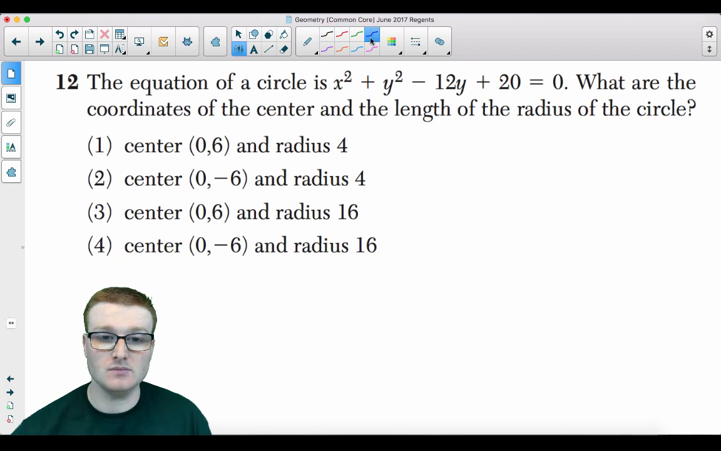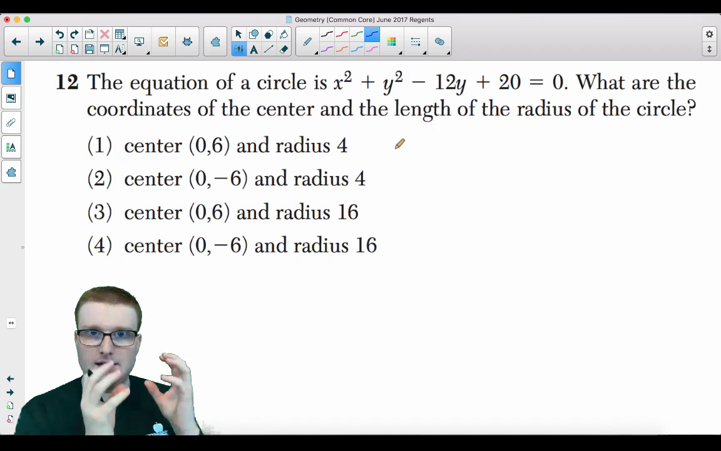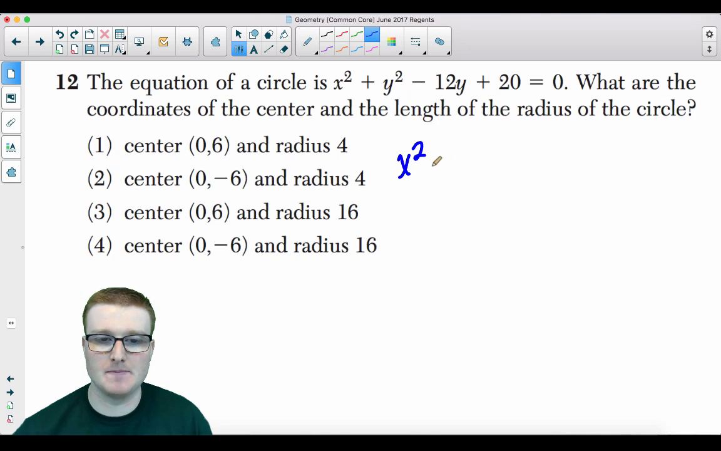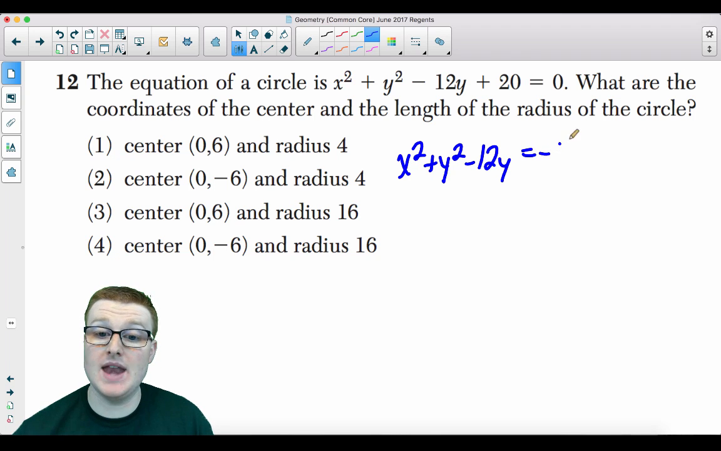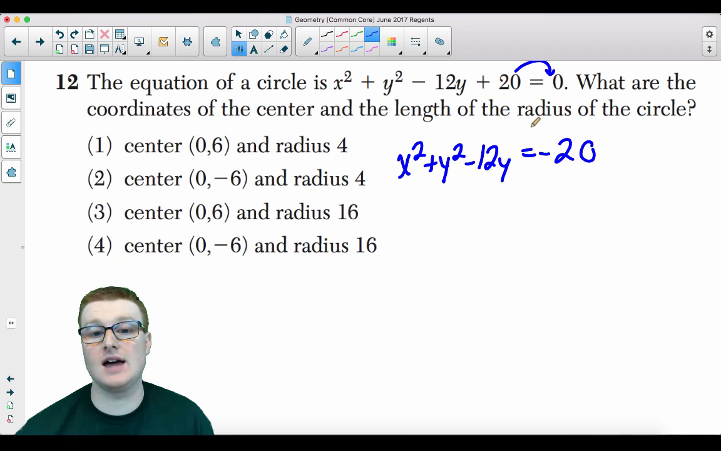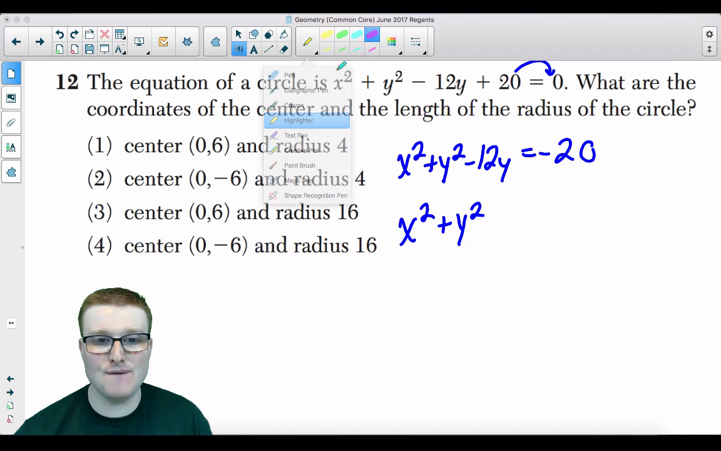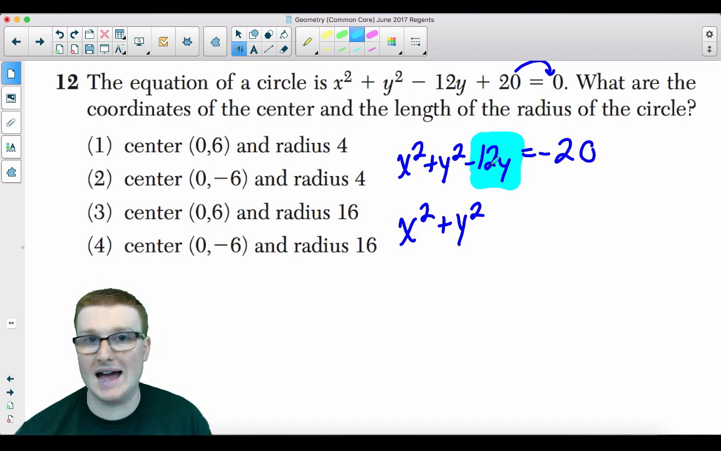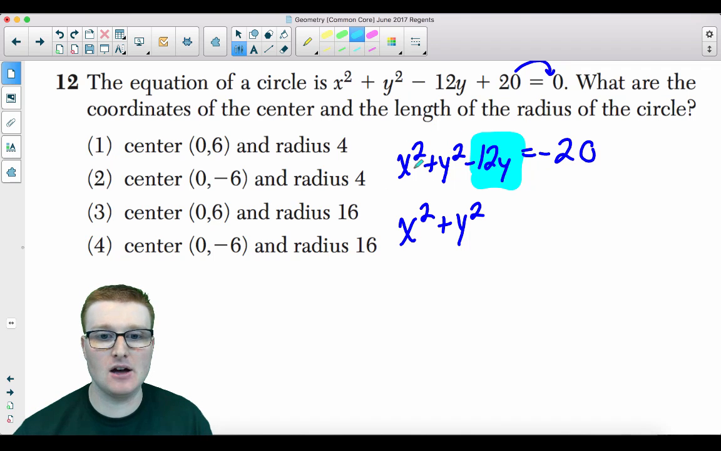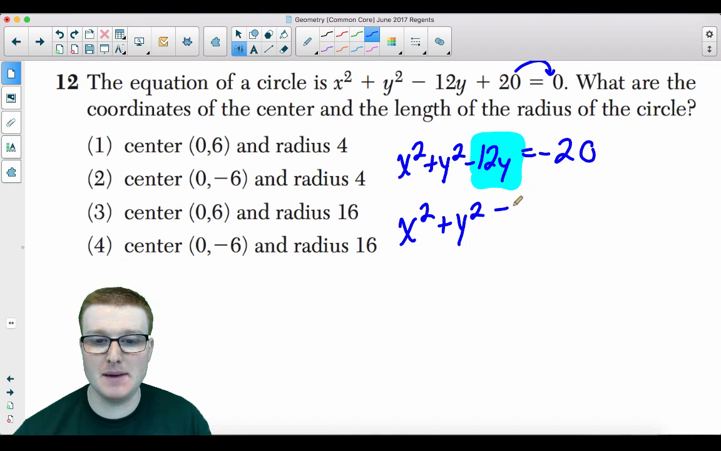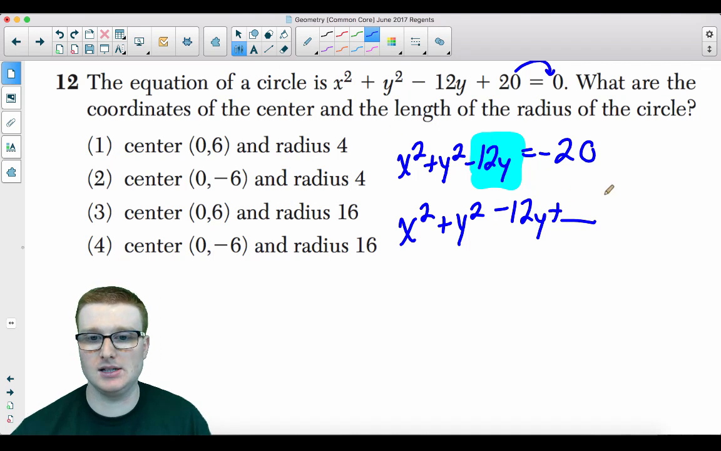Okay, here we go. Your goal is to keep the letters on one side, numbers on the other side. So I'm going to say x squared plus y squared minus 12y is equal to negative 20. I move that 20 over to this side. Remember, again, letters on one side, numbers on the other. Now we have to actually complete the square, which means wherever you see a constant variable, meaning it's just y or x by itself, not any of the square business, you have to insert a blank space immediately following that term in order to acquire a perfect square trinomial.